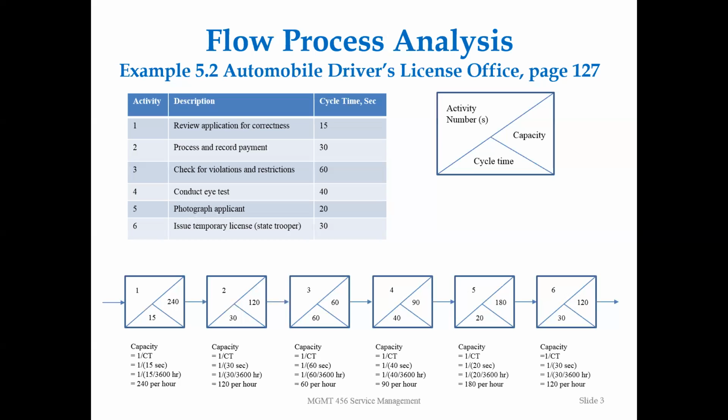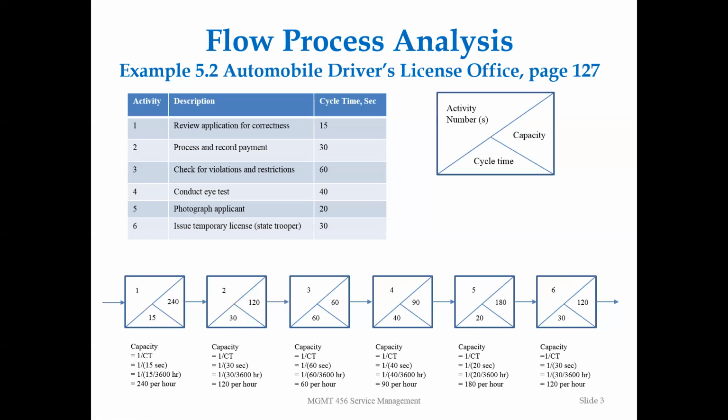So now we're pretty much done with the flow chart. We draw a flow chart and we write down some key information. The 2 pieces of information we write down are the cycle time and the capacity. The next question is, once we have this flow chart, we want to figure out what is the capacity for the entire process. Now we know the capacity for each activity. For example, the capacity for activity 1 is 240. Capacity for activity 2 is 120. So now the question is, what is the capacity for the entire process? Not for any individual activity. What is the capacity for the entire process?